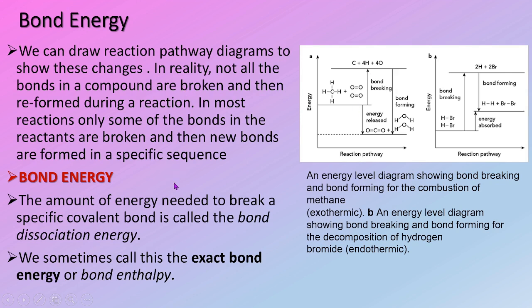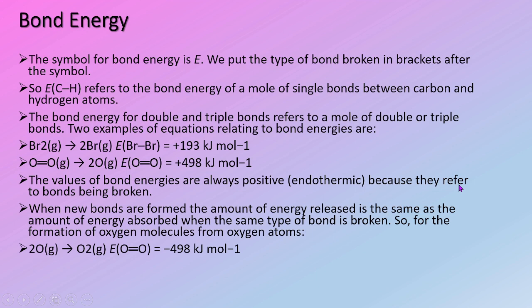Bond energy. The amount of energy needed to break a specific covalent bond is called a bond energy. We sometimes call this exact bond energy or bond enthalpy. You can see in this reaction pathway the various bonds shown here. These bonds are broken like this: C separate, 4H, 4O, and here they absorb the bond energy, and when they convert into a product, they release the energy. Same thing for this one.